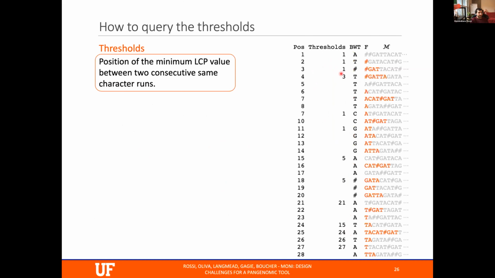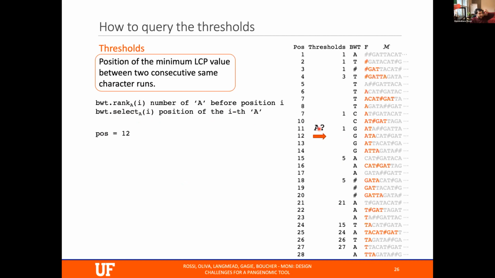Now, how do we query them? Some notation: rank A of i is the number of A's in the BWT before position i, and BWT select A of i is the position of the i-th A in the BWT. So, starting from position 12, we want to backward search with an A. The first thing we do is get the number of A's in the prefix of the BWT, which is 1 in this case. Given this 1, we can select the next A. Okay, so we can do a select.